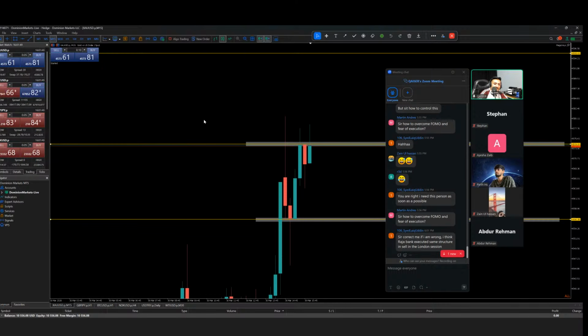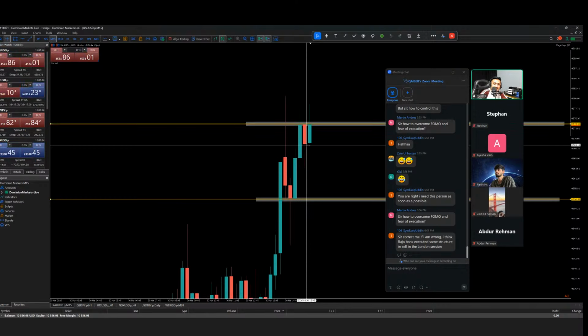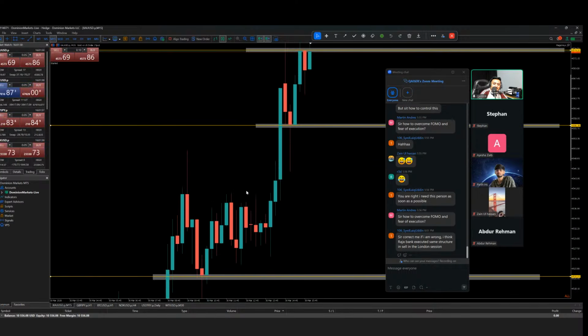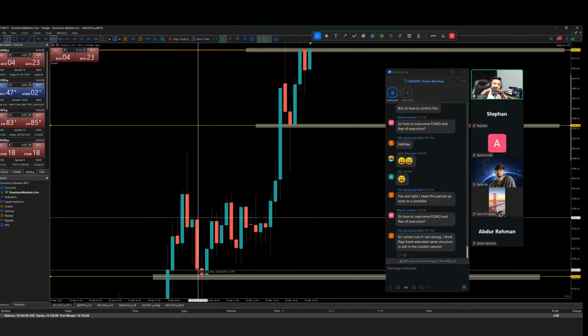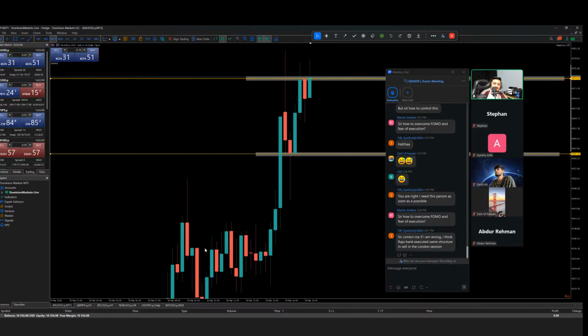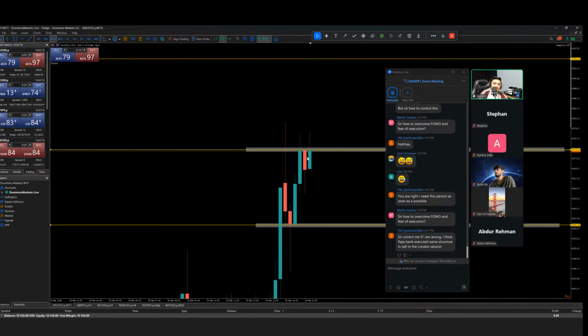I think Raja Bank executed the same structure as a sell in the London session. Which one? This one? No, it was not. It's not the same structure, buddy. That was somewhere here. The candle didn't have an upper wick. The previous candle rejected with a long rejection and closed in a bearish form, and then the next candle didn't break above the high and continued pushing to the downside. So intuitively, he executed a sell. So right now, I can't see any buys here.